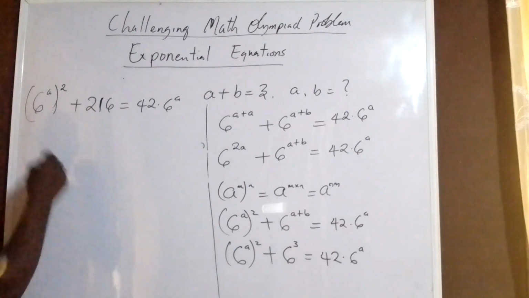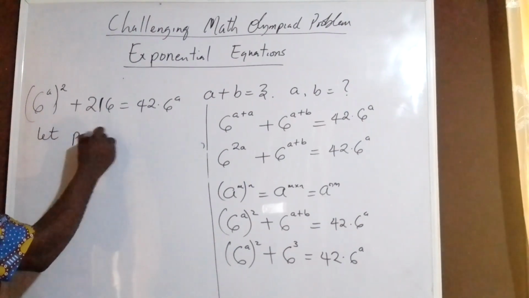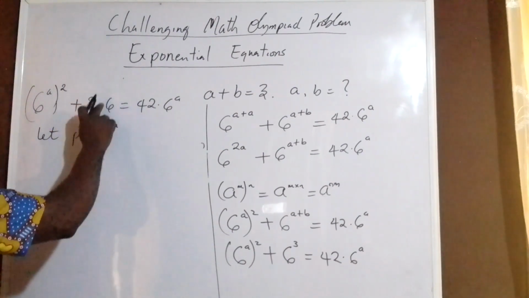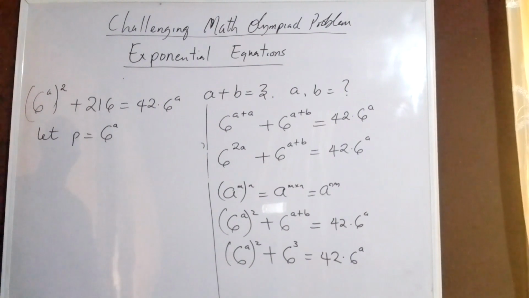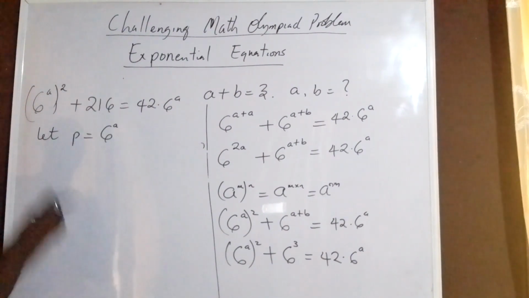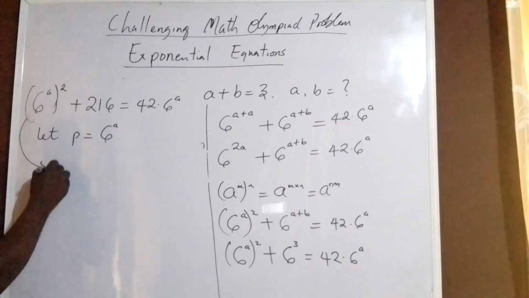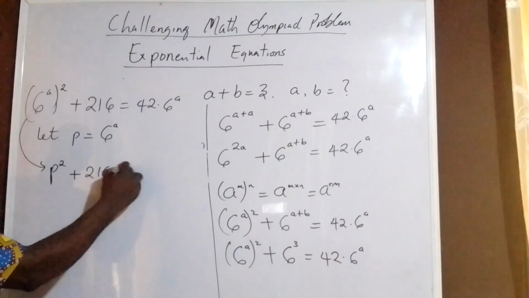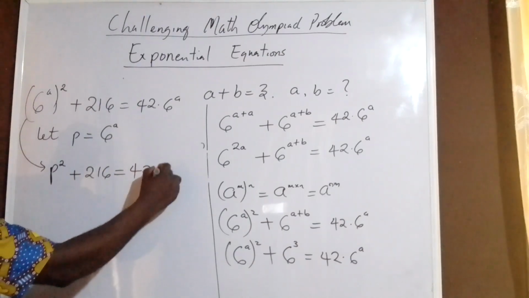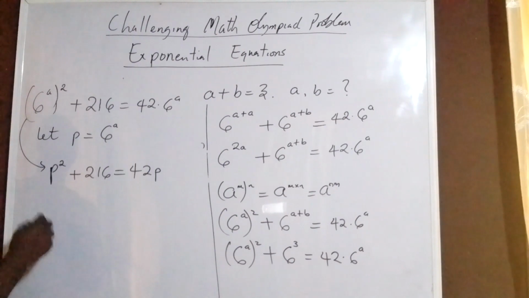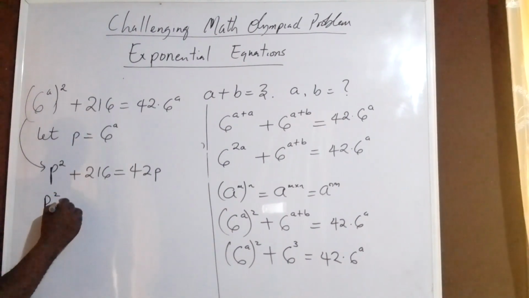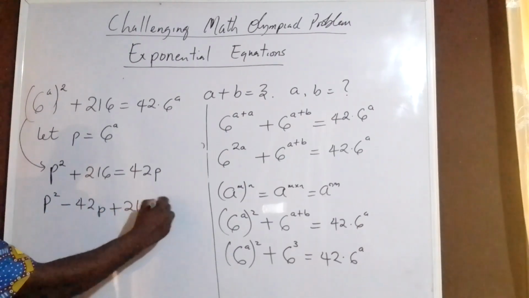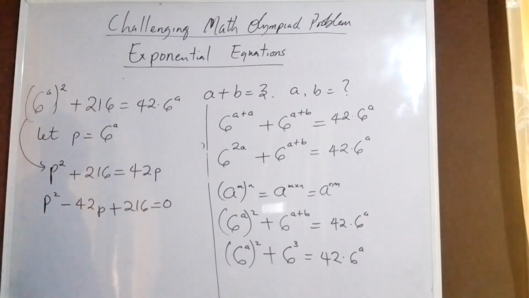So what I'm going to do here is to say, let P equal to 6 to the power of A. Let P equal 6 to the power of A, so that this equation becomes P squared plus 216 equal to 42 times P. So I'm going to rewrite everything so that we have P squared minus 42P plus 216 equal to 0. See, this becomes quadratic.